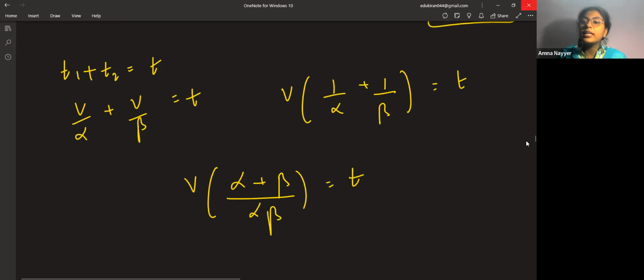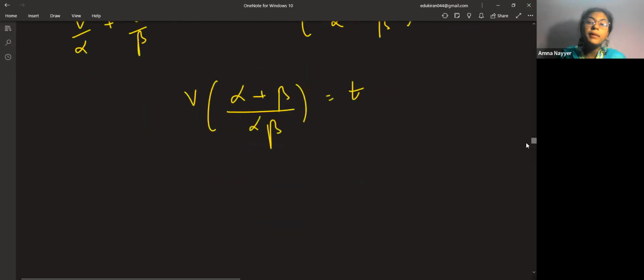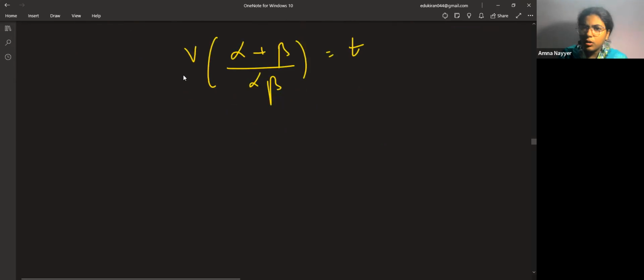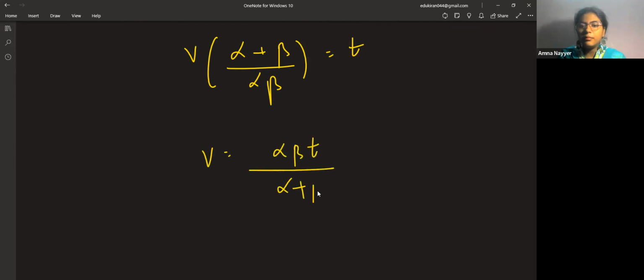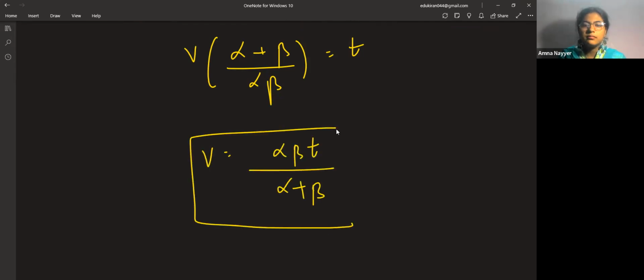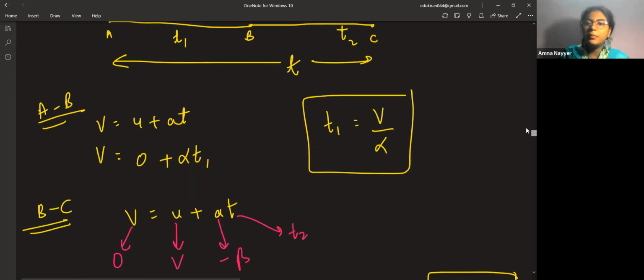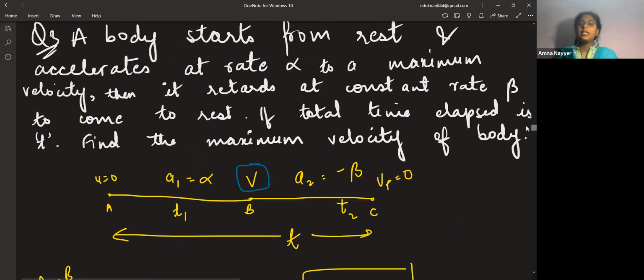Now, what was our question? You had to find the maximum velocity. V was unknown, right? What would be V? V is alpha beta T divided by alpha plus beta. This was our question; we had to find this V. Note it down. Wherever you have doubt, text me, I'll repeat it. Quickly note it down. Now you just have relative velocity left.